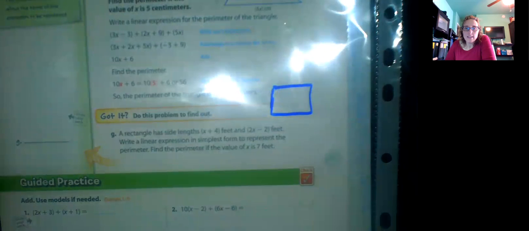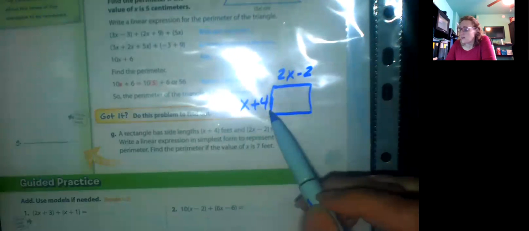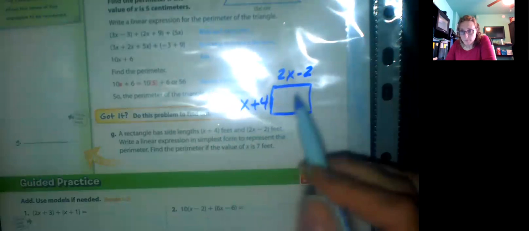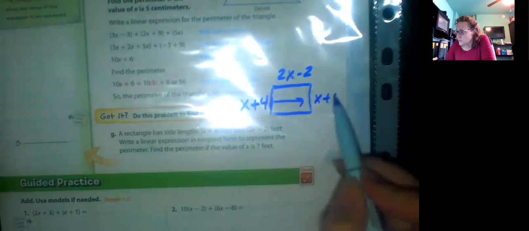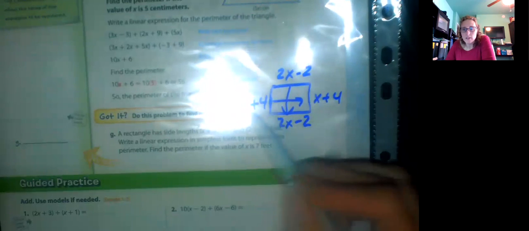All right, take a look at G. A rectangle. Okay, so a rectangle, right? 4-sided shape. Has side lengths of x plus 4 feet and 2x minus 2. So x plus 4 and 2x minus 2. And remember the rule for squares and rectangles is opposite sides are the same. So this side is also x plus 4, and this side is also 2x minus 2.